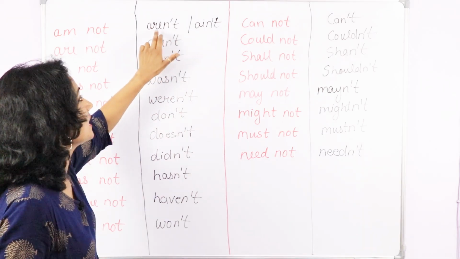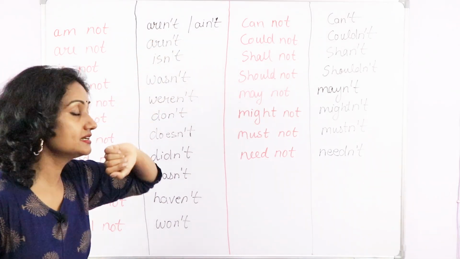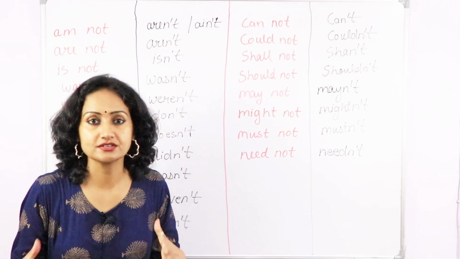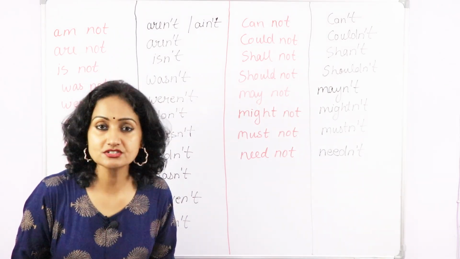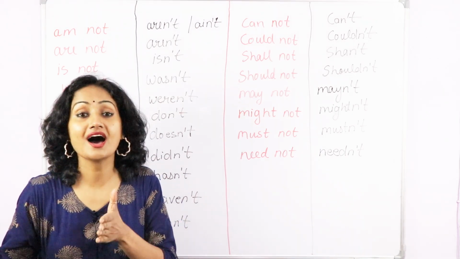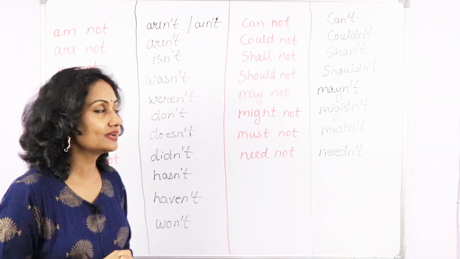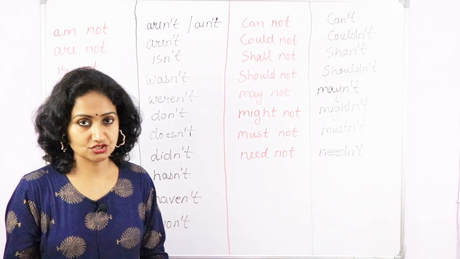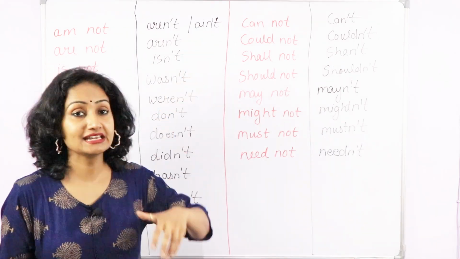So this is A-R-E-N apostrophe T. The pronunciation is not "aren't" the way I have heard people saying it. It is not aren't, it's aunt. Uncle, aunt, aunt, same pronunciation. And second is ain't, A-I-N apostrophe T, ain't.